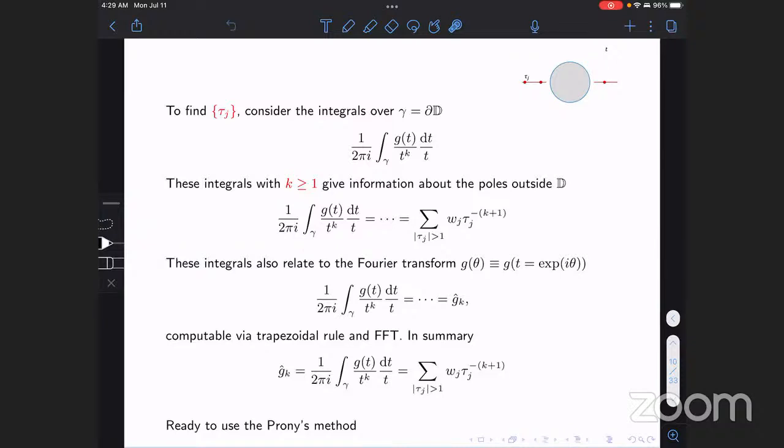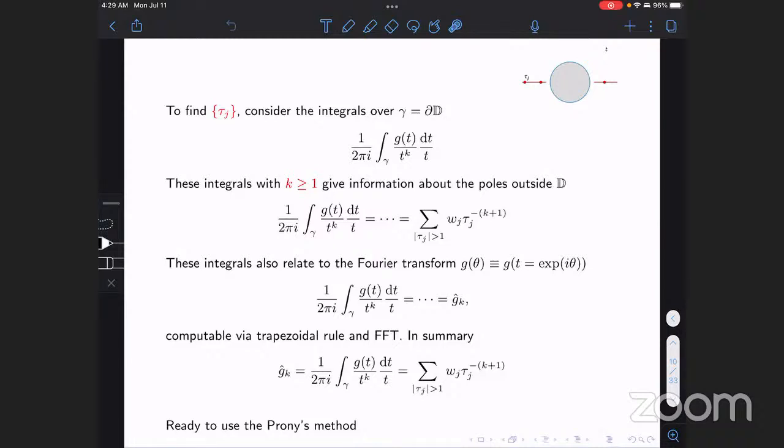And in fact, this is equal to the sum over all the poles outside the disk, with the weights wj, multiplied by the pole location tau j to the power minus k plus 1. On the other hand, these integrals are also related to the Fourier transform of the function g on the unit circle, which is this blue circle here.